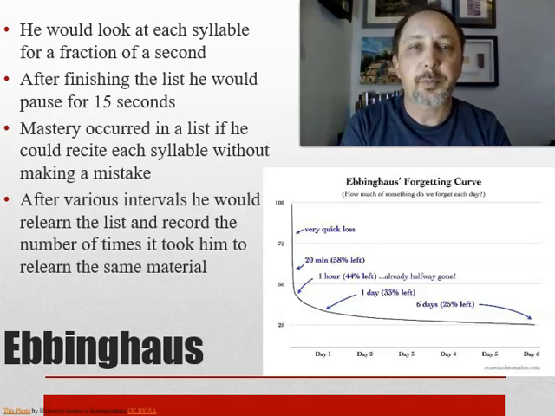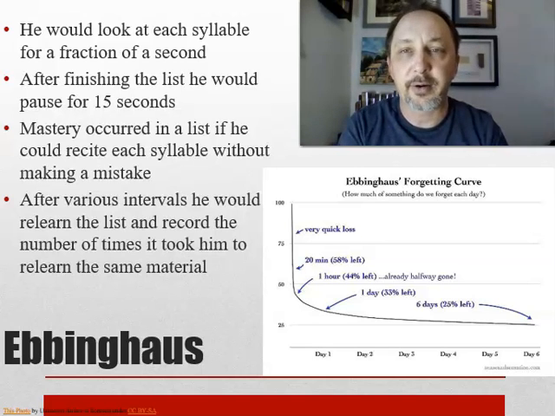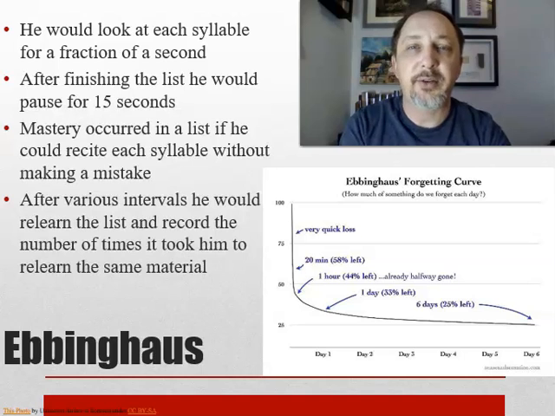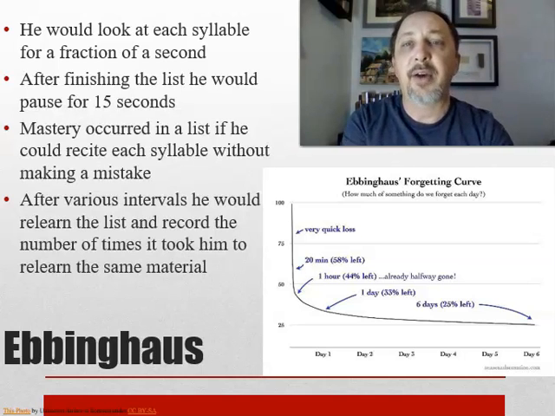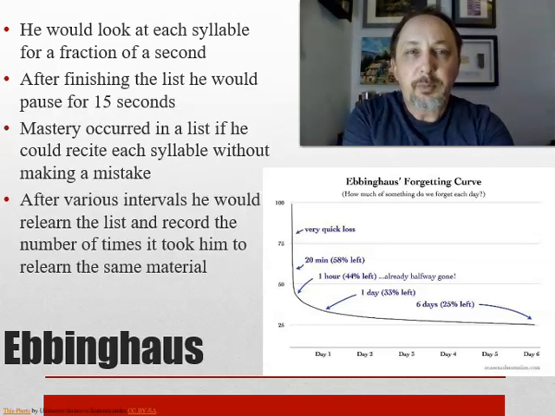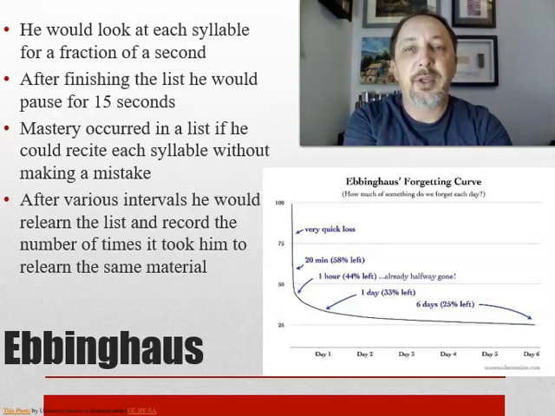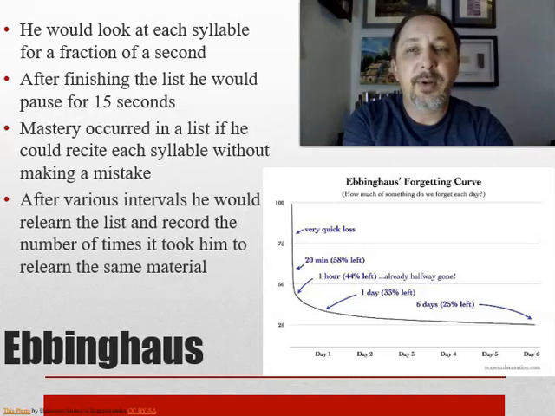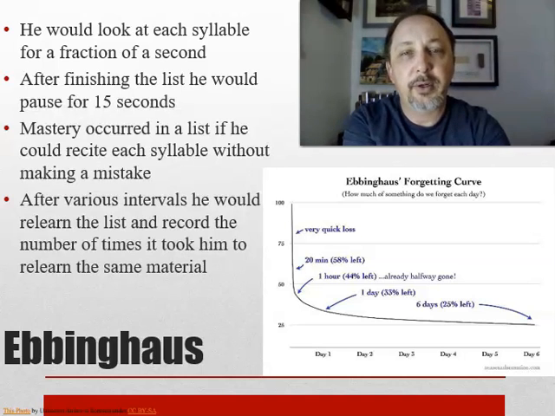So this was what we call his forgetting curve, and he would look at each syllable briefly. After he finished, he'd pause for 15 seconds, and then he'd see how much he could remember. He called it mastery if he could recite each syllable without making a mistake. And he would try to relearn and see how long it took him to relearn and see how long it would last.